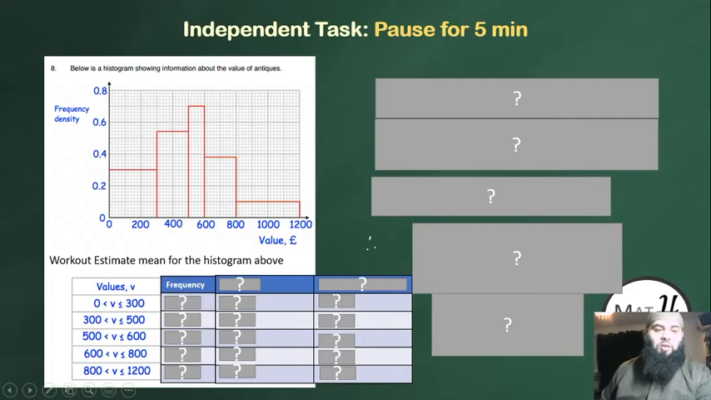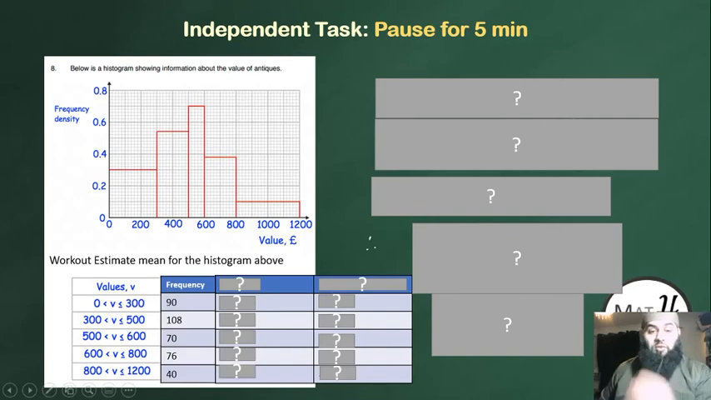So the first one would be 0.3 times 300, that will give us 90. The second one would be between 300 to 500. It's 200 times, well, got up to 5.4, I think, 5.4. And that should give us 108. And we just keep on multiplying all those bars, the y-axis and the x-axis, till we get all the frequencies. And this is from the previous lessons, lesson number 2 and 1.